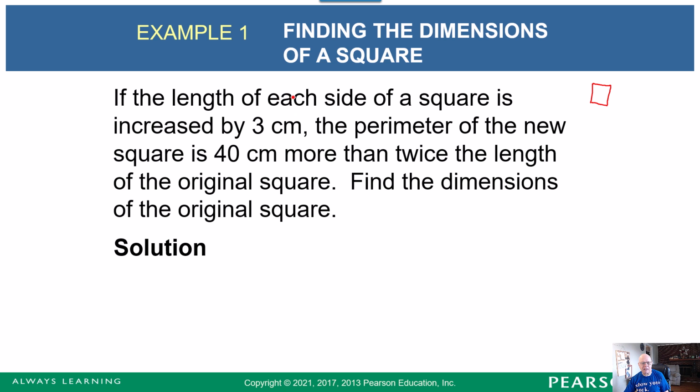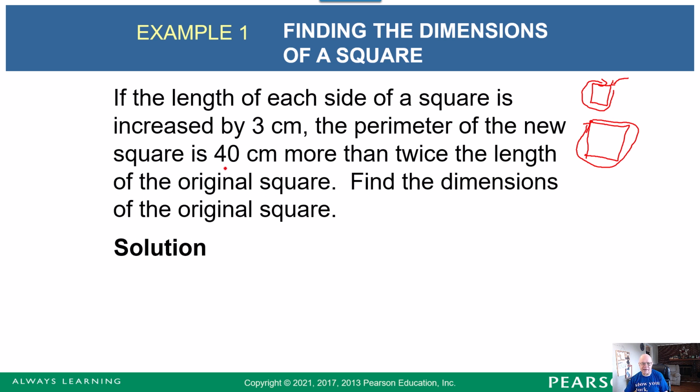So you might actually draw a little bit while you're going through this. And it says the length of each side of the square is increased. So you've got one square and you've got a bigger square because it's increased in size. It says the perimeter of the new square is 40 centimeters more. So you're talking about perimeter. So that's the distance around the square. But the one we're talking about here is the new square. So if you start here and you go all the way around the square, how far do you have to go?